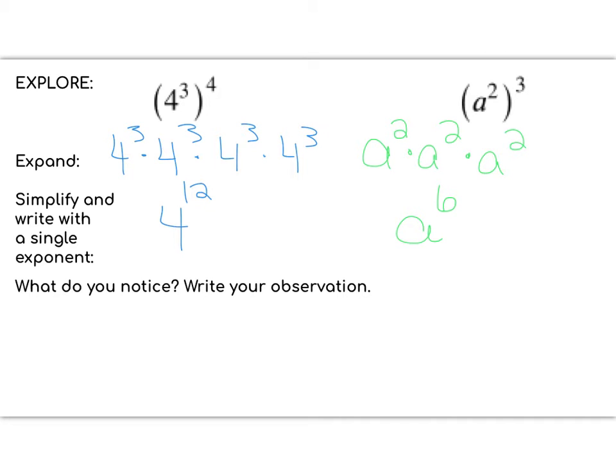Now here's what I want you to look at. Look at what we started with. I started with a 3 and a 4 as exponents, and my new exponent was 12. I started with a 2 and a 3 as my exponents, and I ended with an exponent of 6. So look at where we started, look at where we ended, and tell me what you notice. What do you think the rule is for a power raised to a power?